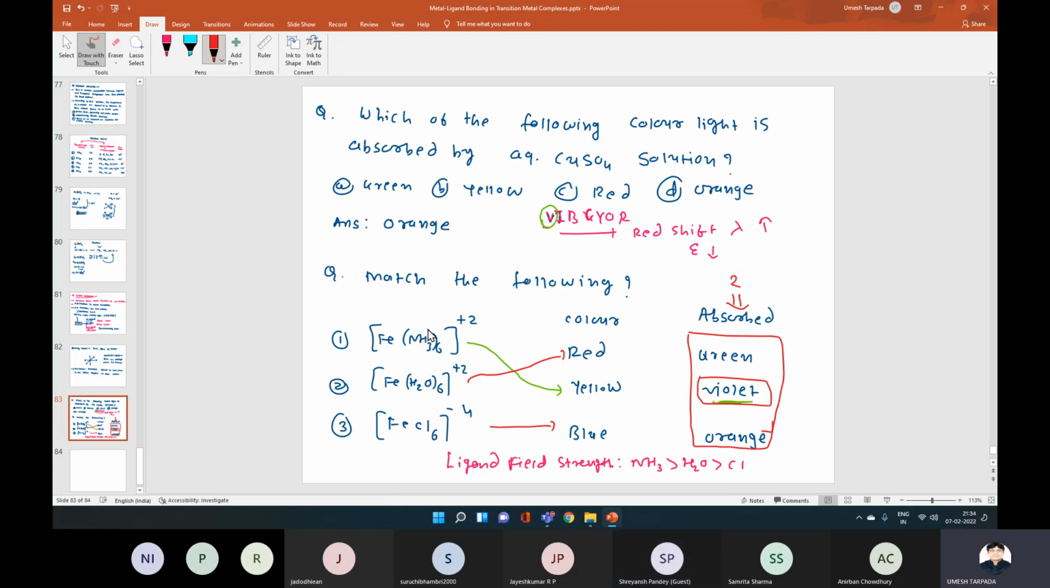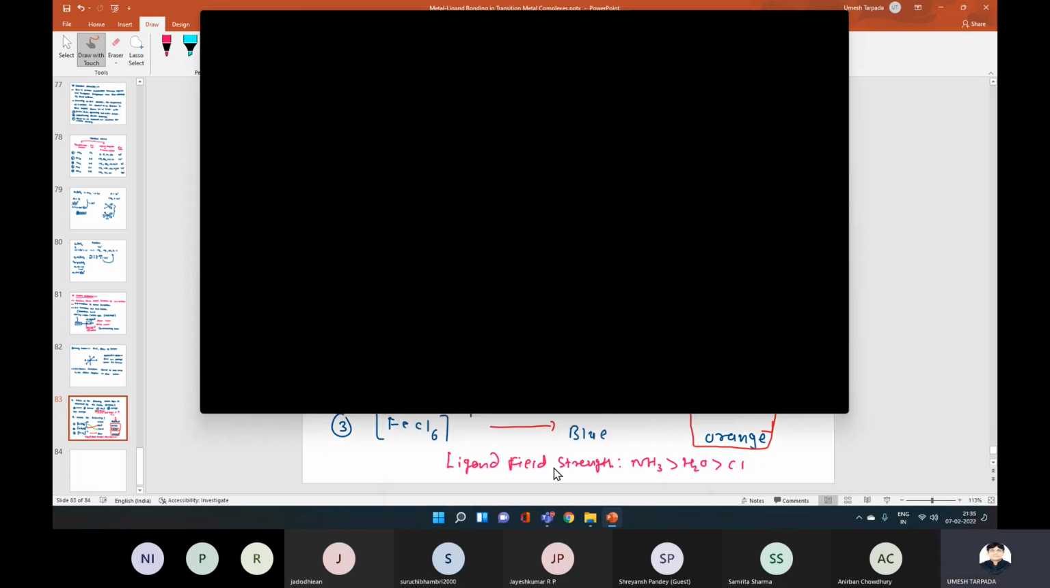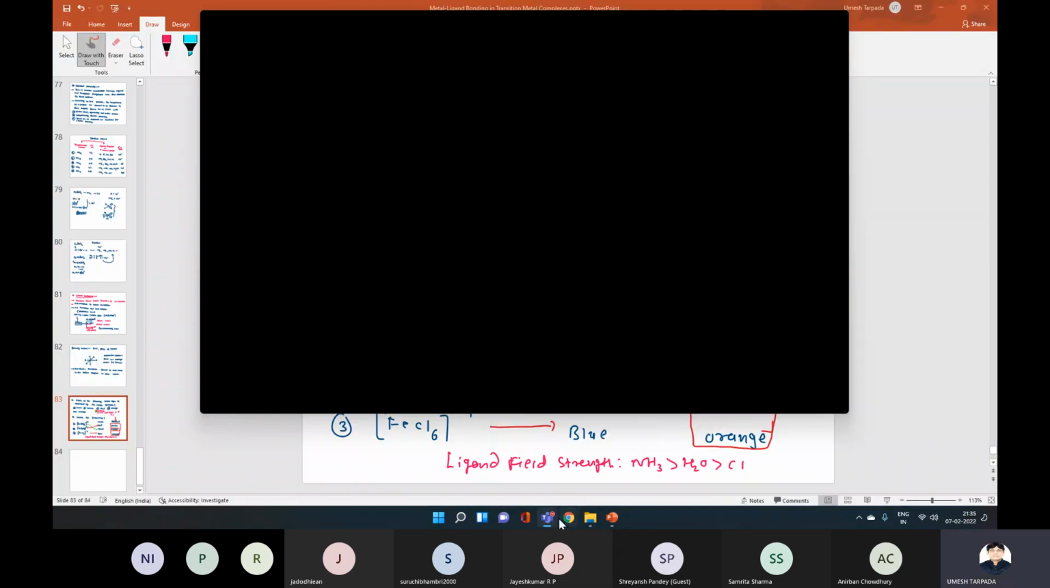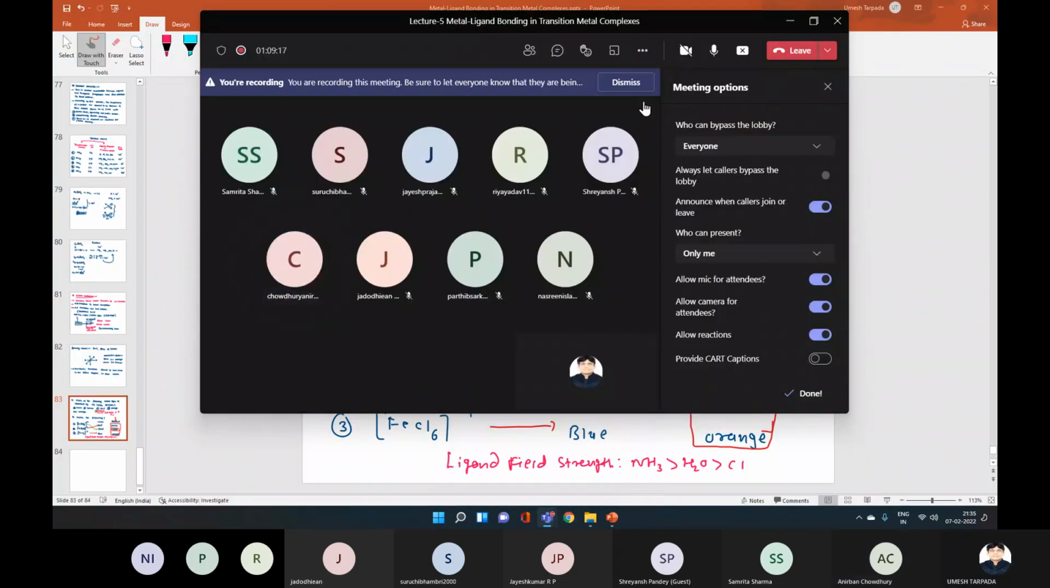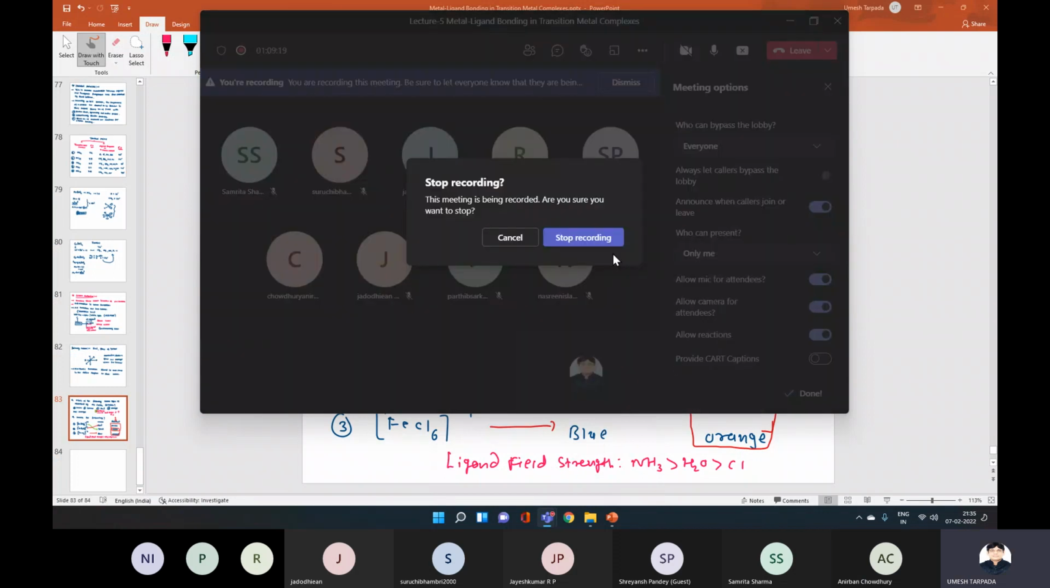So that's why in this way you can have different color properties. So this is about transition metal complexes. So now here, see, this is the end of this chapter. Now, are there any doubts till now? Then you can tell me. Otherwise, we stop here. Any questions? Thank you very much.